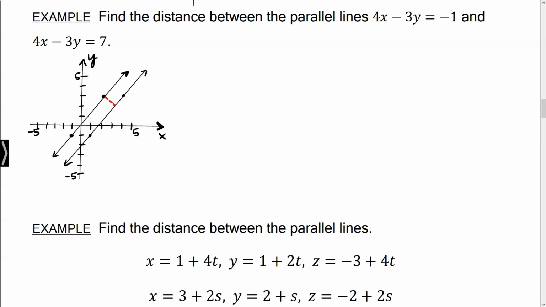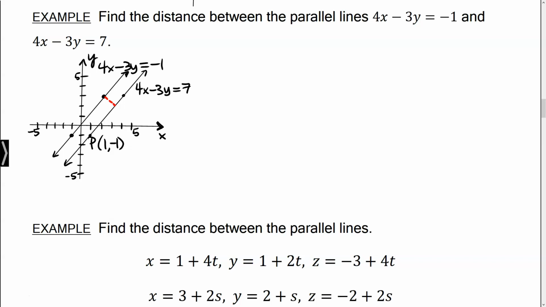Okay, so let's pick a particular point. Let's pick the point (1, -1). That's a real nice one to figure here because we can just say 4 plus 3 is 7. So (1, -1) is a point on 4x minus 3y equals 7. So this is 4x minus 3y equals 7. And the one that's above has the equation 4x minus 3y equals -1.